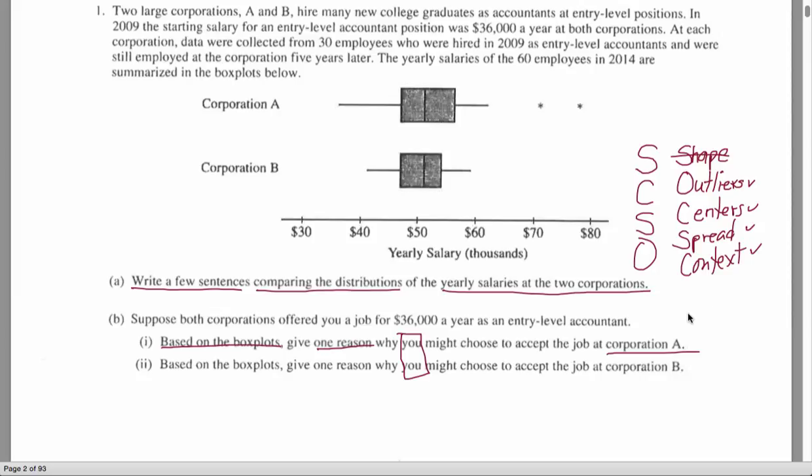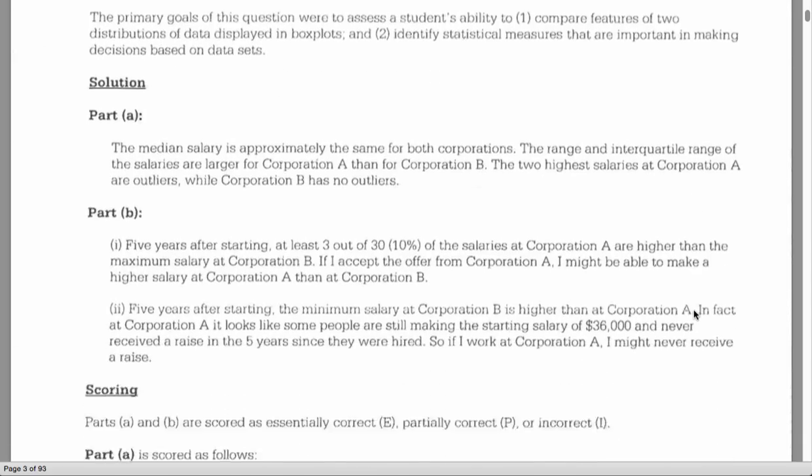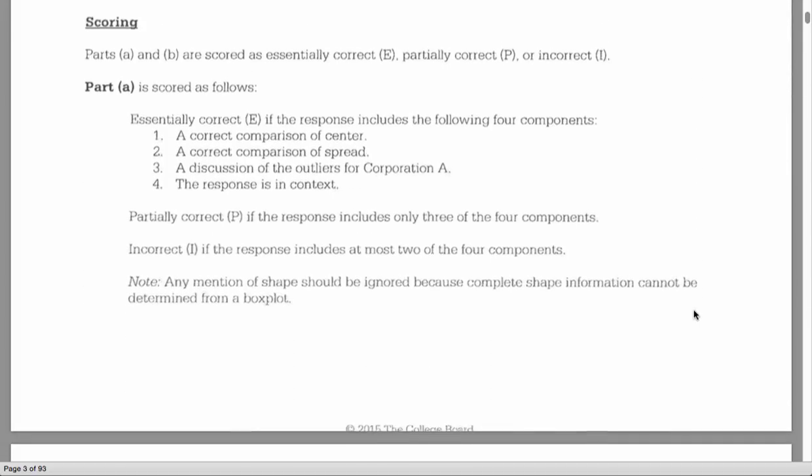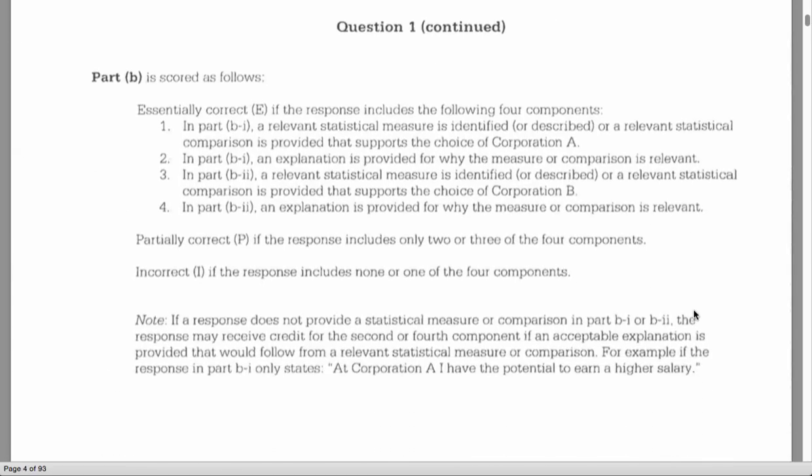It turns out in the rubric, not only do they have to have a statistical answer, let me just scroll ahead to the rubric. For part B, they had to have not only a relevant statistical measure, as it says in the rubric, but also they have to provide an explanation of why that measure is relevant. That's really two separate things that were scored.